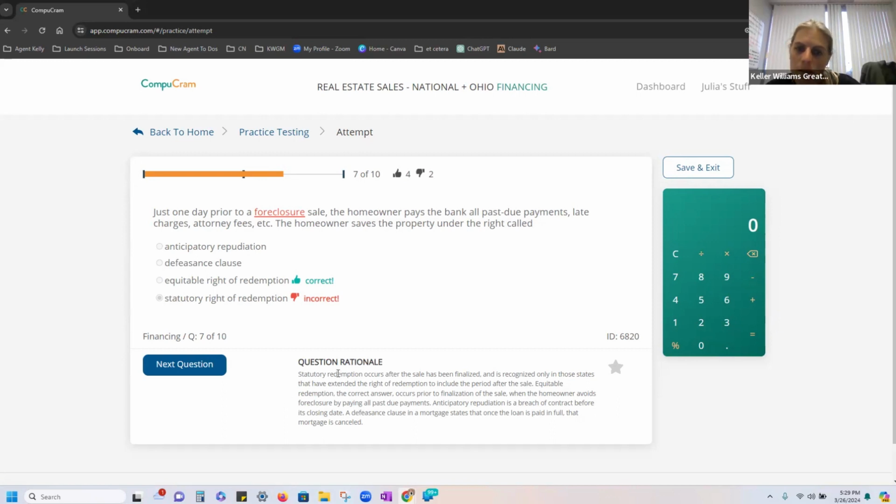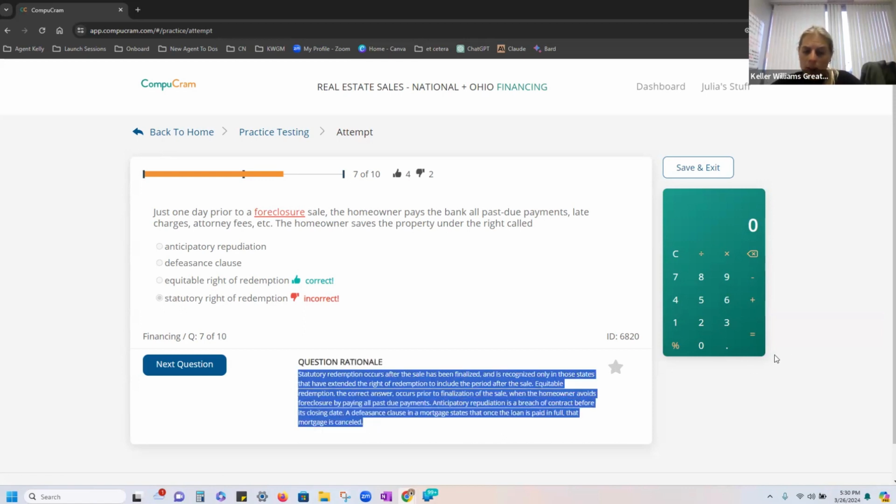Statutory redemption occurs after the sale has been finalized and is recognized only in those states that have extended the right of redemption to include the period after sale. Equitable redemption, the correct answer, occurs prior to finalization of the sale when the homeowner avoids foreclosure by paying all past due payments.